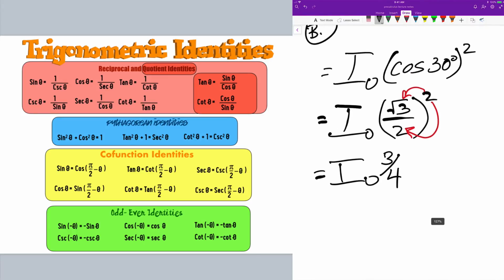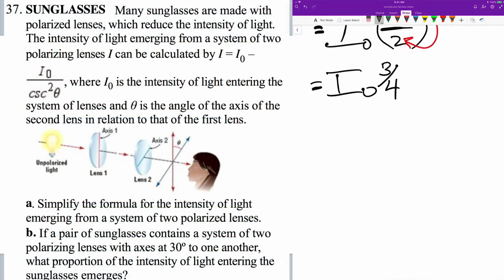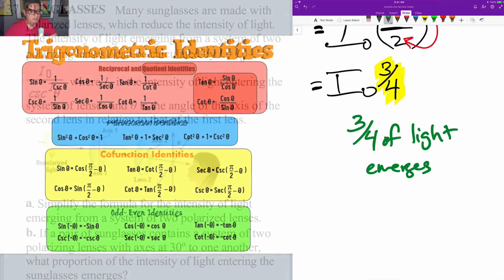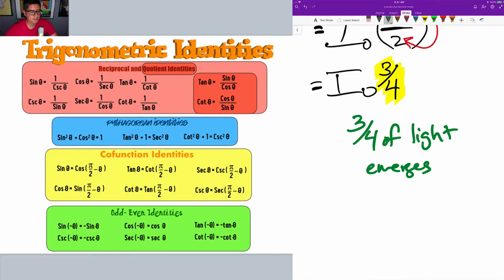So the answer to B, going back to my problem, is what proportion of the intensity of light entering the sunglasses emerges? That's what this term is right here. That term tells me that 3/4 of the light emerges with these two lenses, with one of the lenses turned at 30 degrees from the other. Okay, well, I hope this working out of problem 37 helped in your studying, and good luck in your studying.